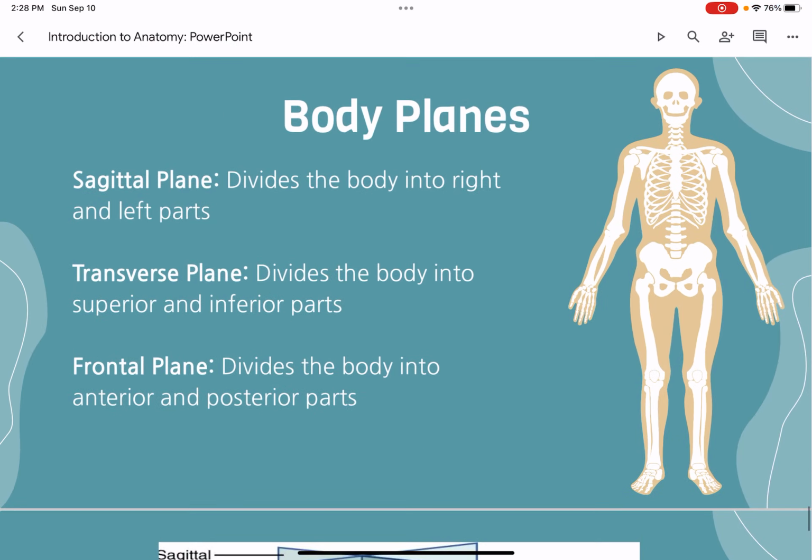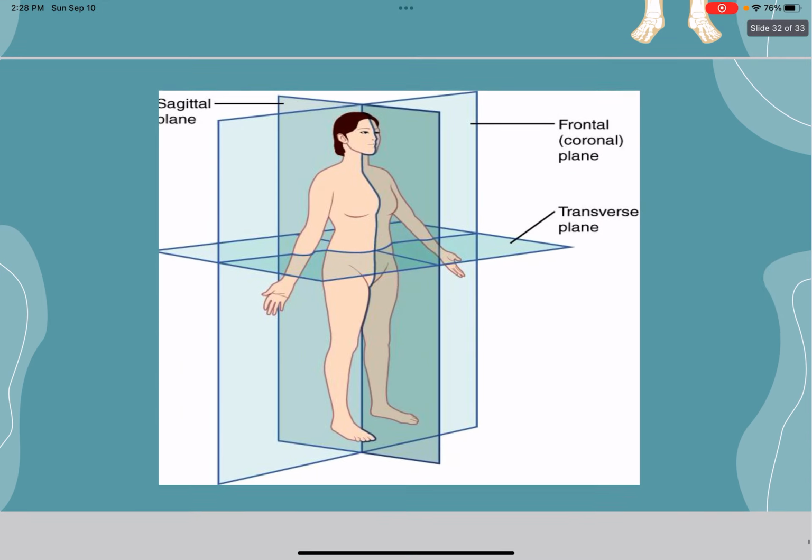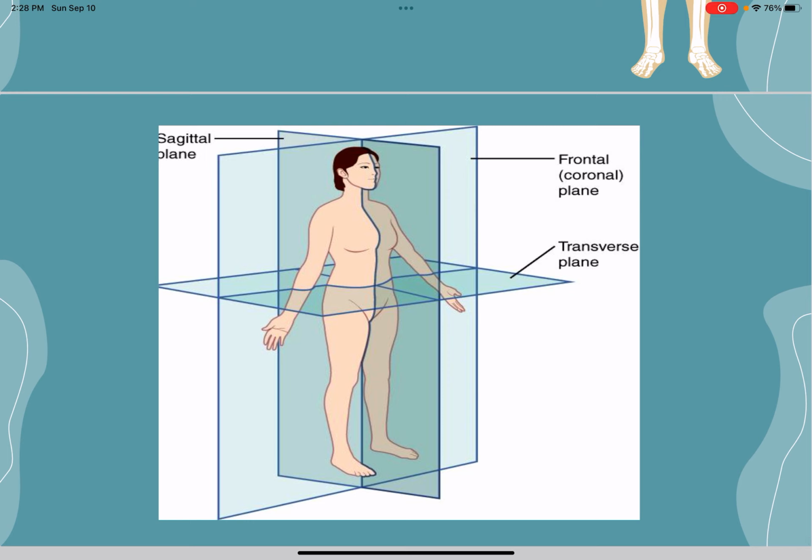The body also has planes. The sagittal plane divides the body into right and left parts. The transverse plane divides the body into superior and inferior parts. And the frontal plane divides the body into anterior and posterior parts. This picture here shows the different planes of the body.